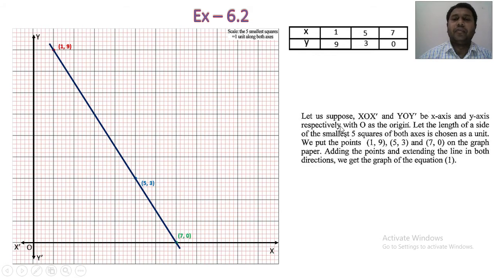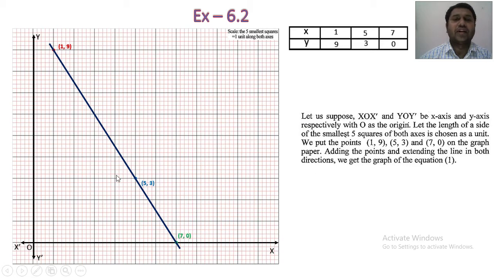Now I'm writing here: let us suppose x dash and y dash be the x-axis and y-axis respectively, with O as the origin. Let the length of a side of the smallest square on both axes be chosen as the unit. We put the points 1, 9, 5, 3 and 7, 0 on the graph paper. Joining the points and extending the line in both directions, we get the graph of equation 1.